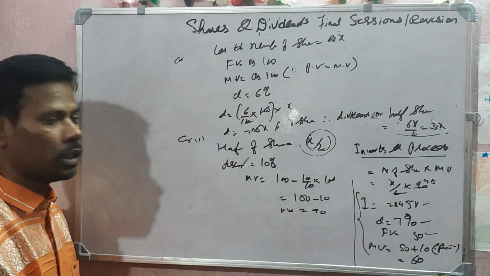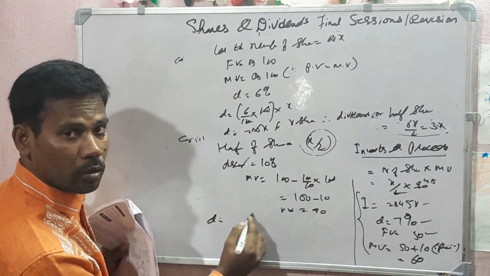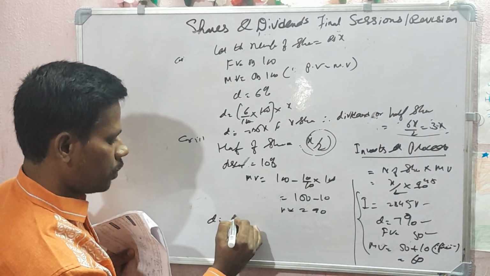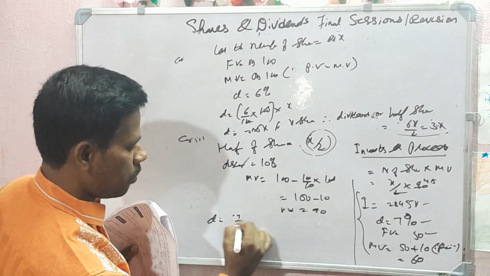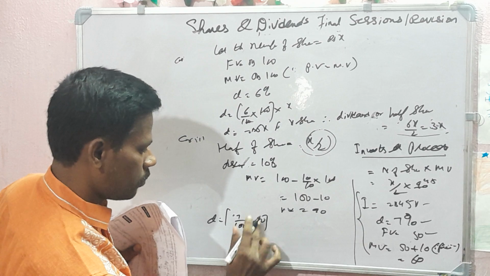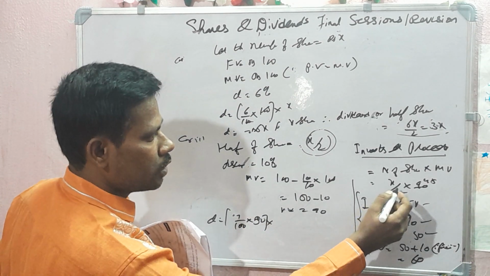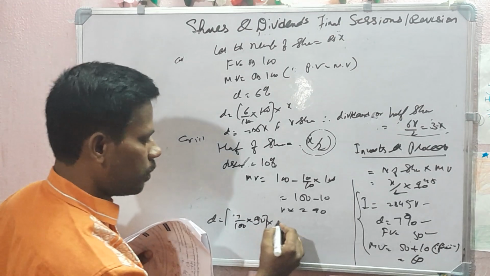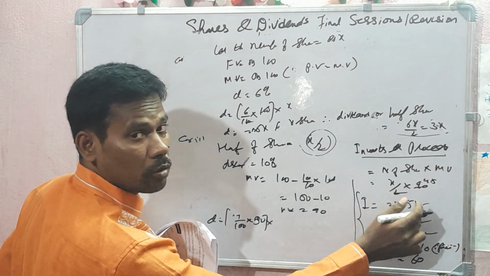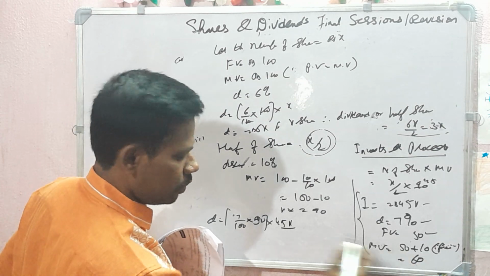From this calculate the dividend. So from this dividend is equal to, what's the dividend? Dividend is nothing but 7 by 100 into face value 50 into number of shares. Number of shares is nothing but total investment. Total investment is nothing but, I told no, total investment 45x by market value. Market value is 60.